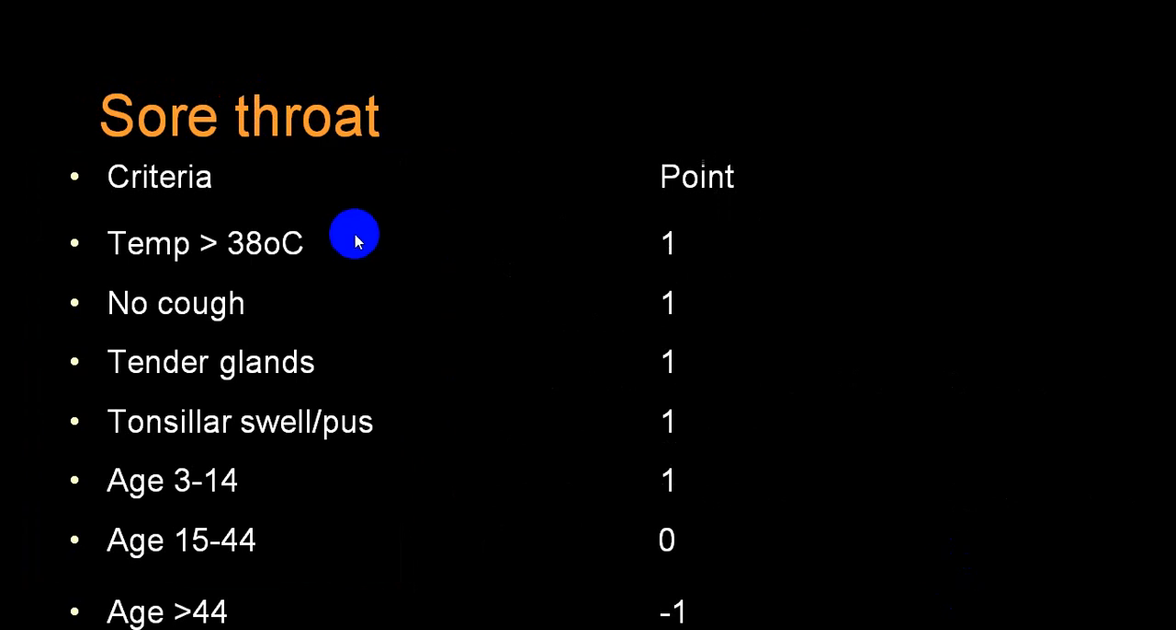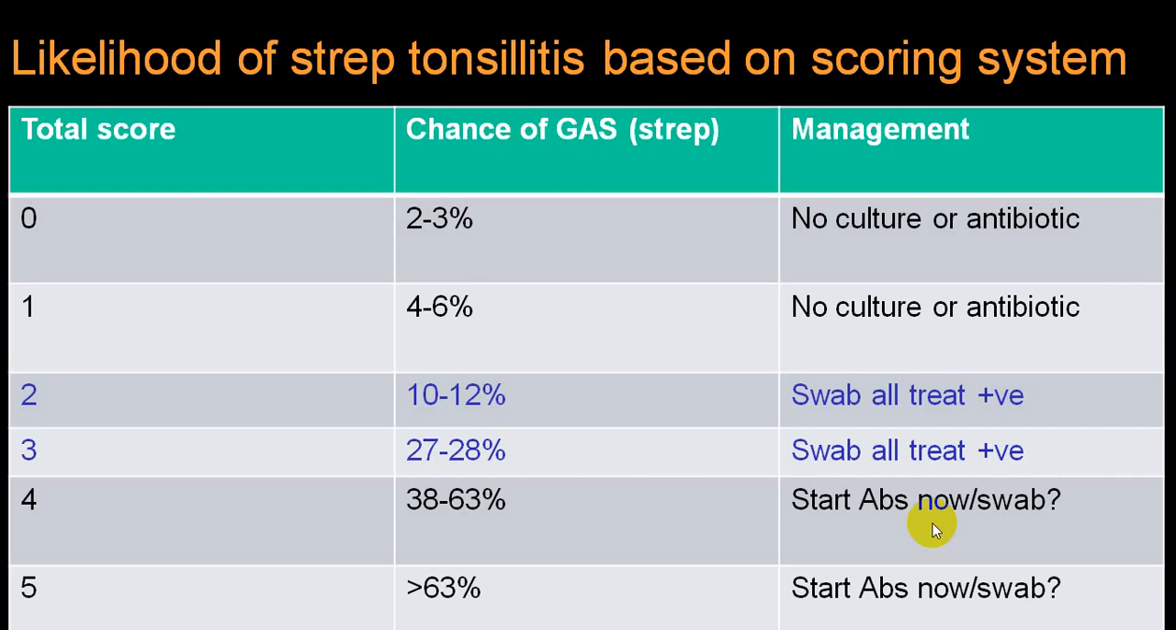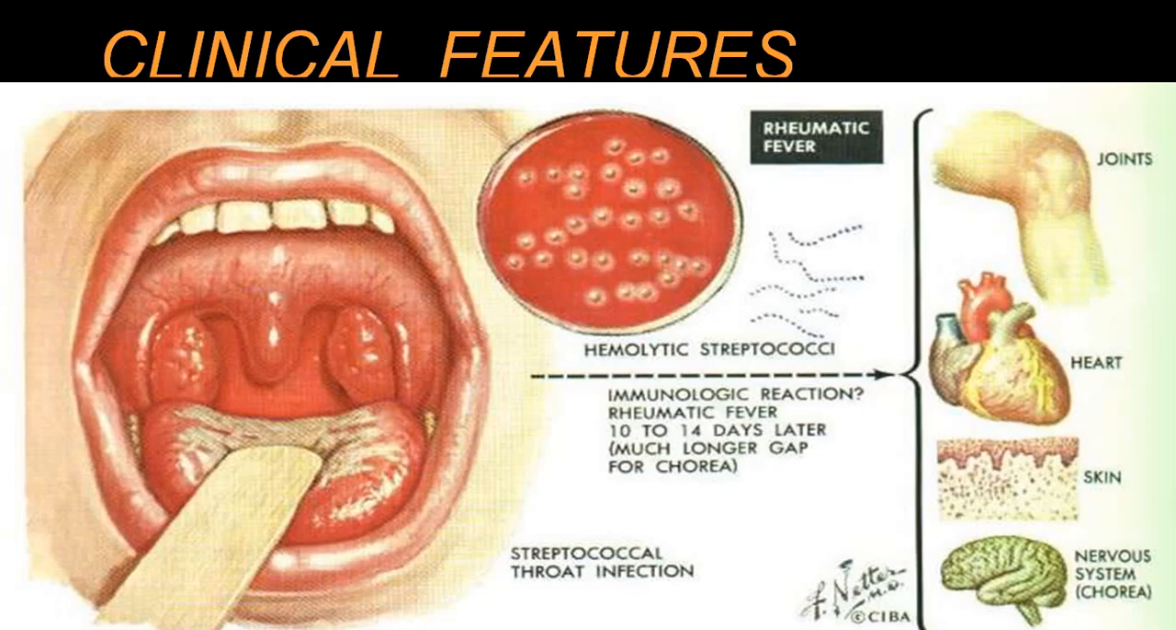And depending upon the different findings, they give different points: temperature, cough, tender gland, tonsillar swelling, age, etc. are given different points. And depending upon that, you label whether the person is having streptococcal infection or scarlet fever or not. If the total score is high, the chances of streptococcal infection become higher. So a score of more than 5 is straightforward in favor of a streptococcal infection.